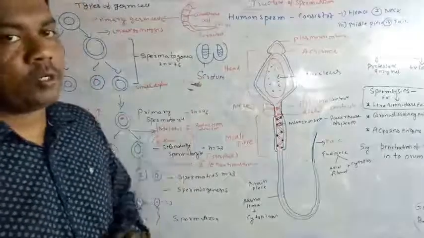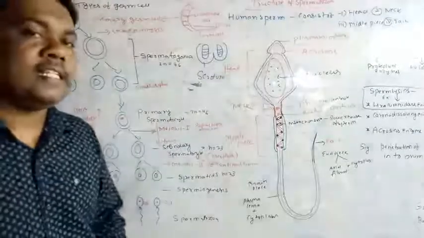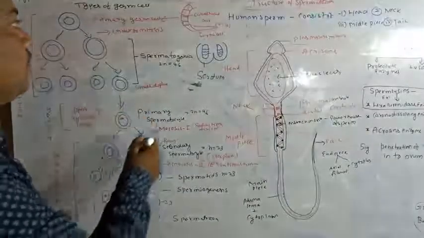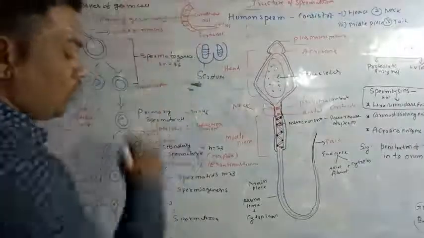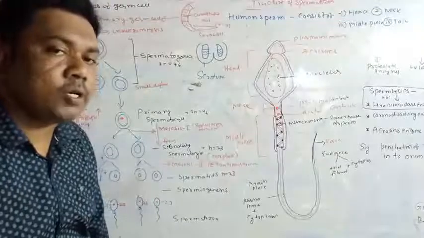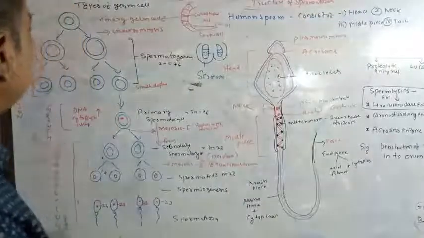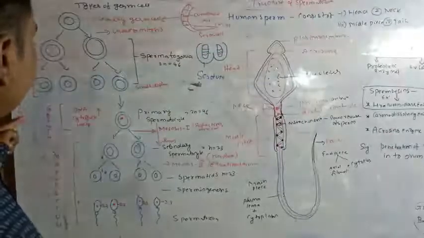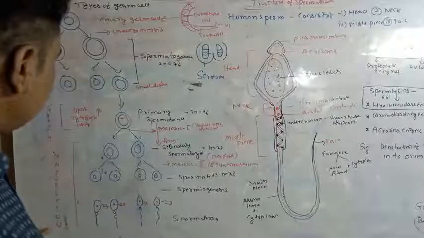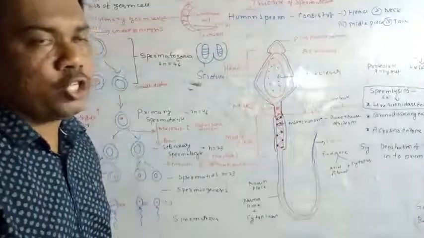This is the spermatogenesis process, and it consists of 4 stages. How many stages are present, beta? There are 4 stages in the spermatogenesis process. What are the 4 stages? The first is called the multiplication phase, the second is the growth phase, the third is known as the maturation phase, and the fourth is known as the differentiation phase.